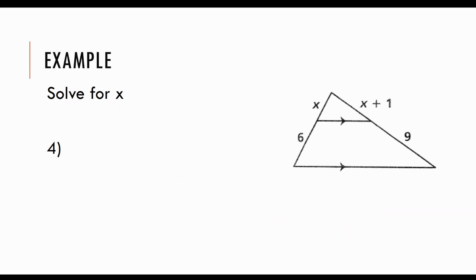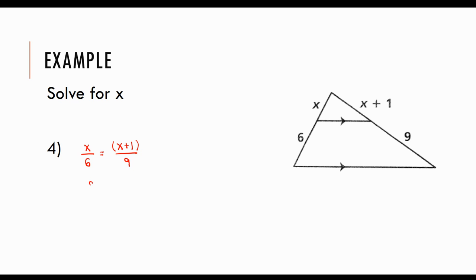All right, here's our next one. I want to solve for x. Notice that I'm giving us those parallel lines, so we can use that side splitter theorem. So I want x over 6, because that makes up the sides of one of the triangles that's being split. That's going to equal x plus 1 over 9, because that's the other side that's being split. Notice that x plus 1 is a binomial, so I'm going to put it in parentheses.